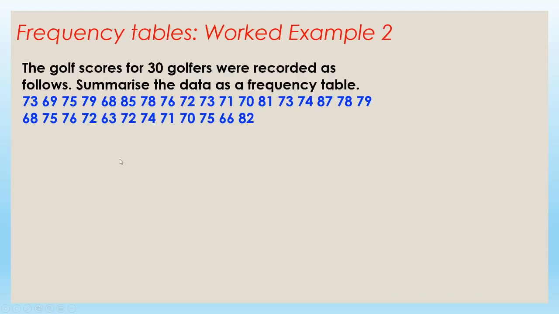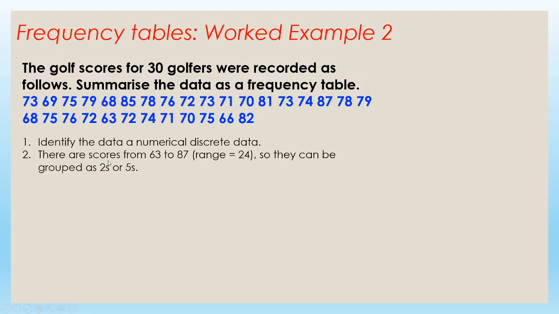So here's a second example. 30 golfers are scored. Here are their scores. Now again, we've got numerical discrete data, but this time it's a fairly large range. There are 24 numbers. Now we could have a frequency table with 24 numbers, but it won't be easy to manage and it'll be fairly hard. So we can group this in groups of 2 or 5. If we group it in groups of 5, there will be 5 groups, because 24 divided by 5 is 4 with a remainder, so we have to round it up to 5 groups.